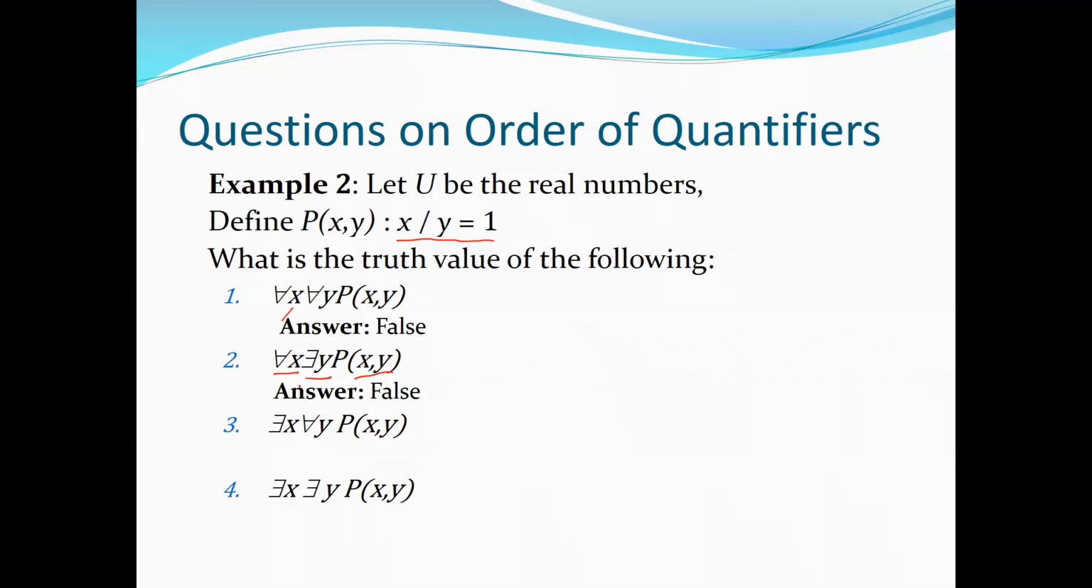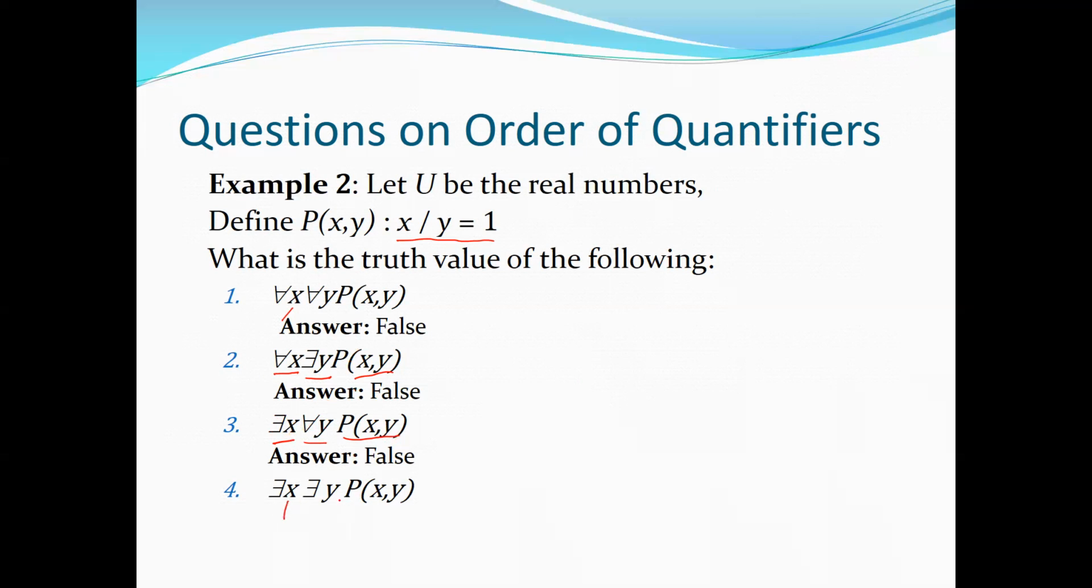Now, there exists some x for all y values, P(x, y). What do you think about this? This is also false. There exists some x for all the y, that is again false.